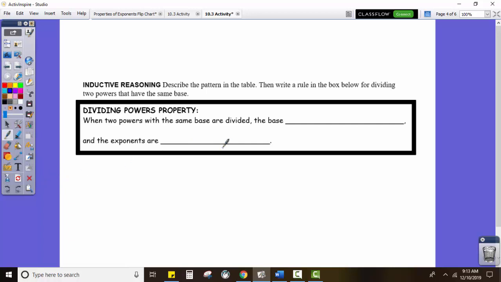When two powers with the same base are divided, the base stays the same and the exponents are subtracted. And it's super important that you note it's always numerator minus denominator. Okay, you have to go in that order. Sometimes the larger number might be in the denominator, and we will tackle that in a little bit.